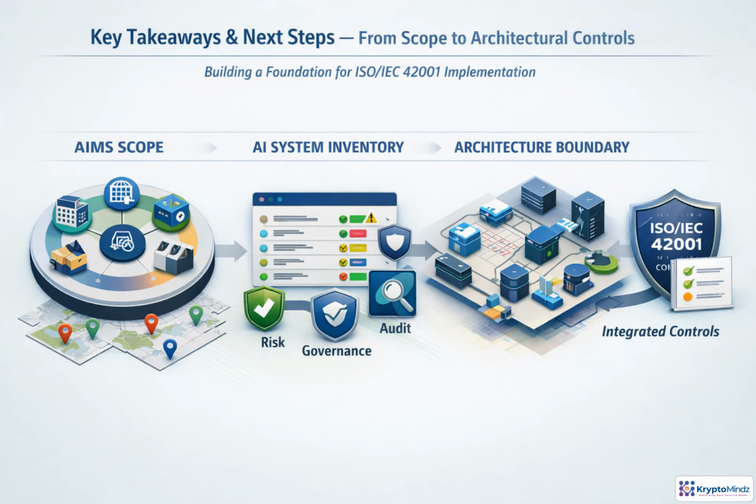The main takeaway is simple. Effective ISO IEC 42001 controls start with clarity. Define the AIMS scope, maintain a reliable AI inventory, and map the architecture boundary. Together, these artifacts turn governance requirements into risk-based control choices and evidence. Next, we'll interpret annex controls as practical architecture decisions.